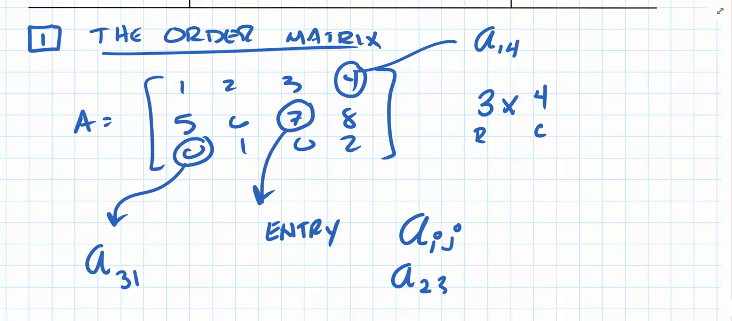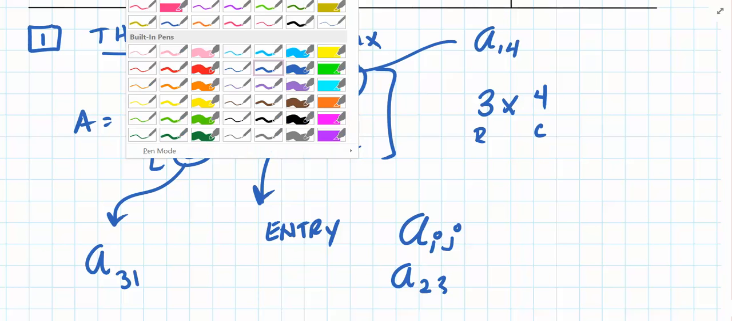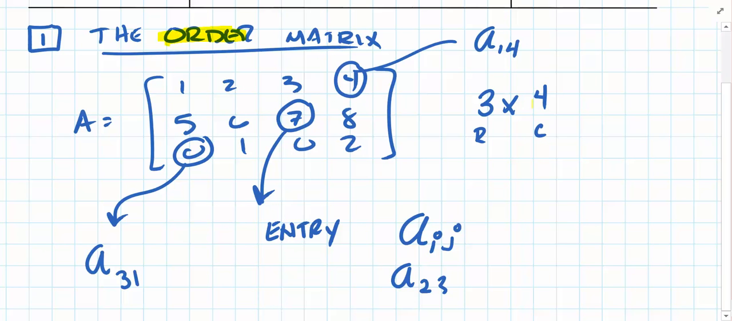So the keywords here that we have to remember: the order of a matrix is its dimensions, basically a 3 by 4, and the elements in the matrix are called entries, and we describe them by the subscript of row and then column.